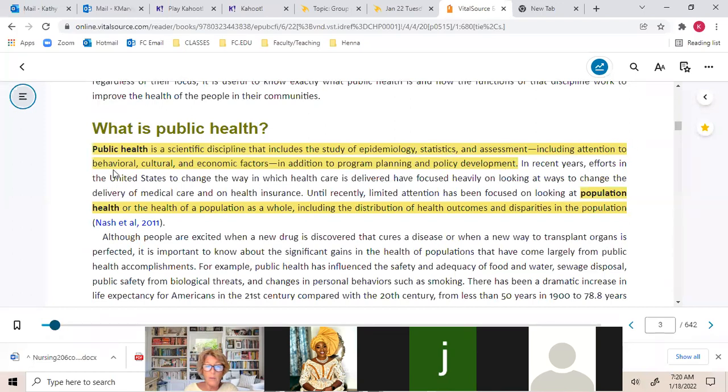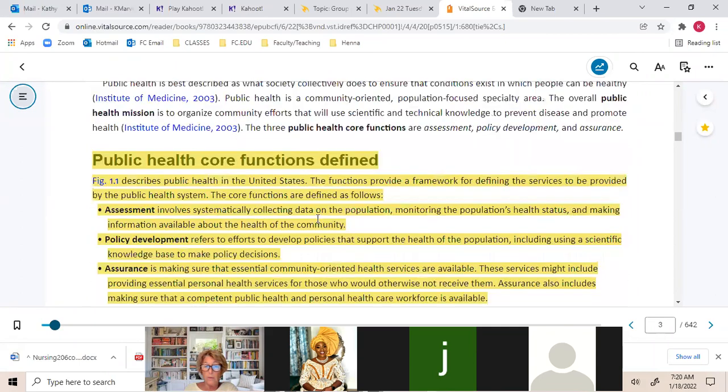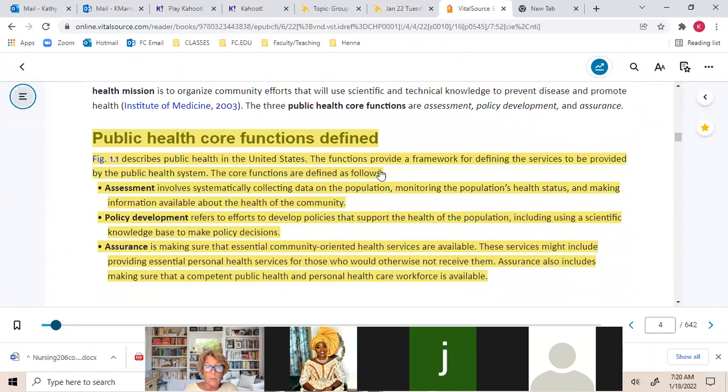We're always looking at behavioral, cultural, and economic factors that help us determine what the current health of your community is. We need to know what population health is. It's right here: population health, or the health of a population as a whole, including the distribution of outcomes and disparities. We need to know this. You need to know page 4.